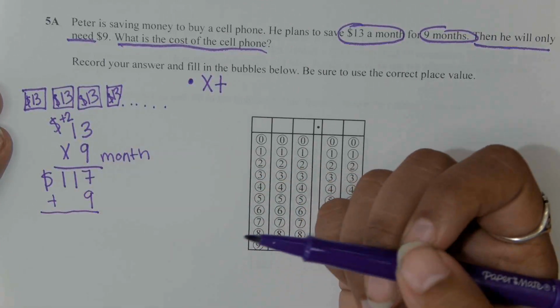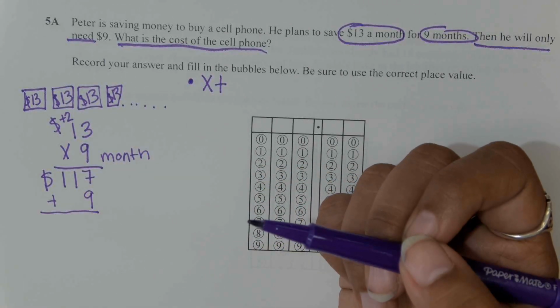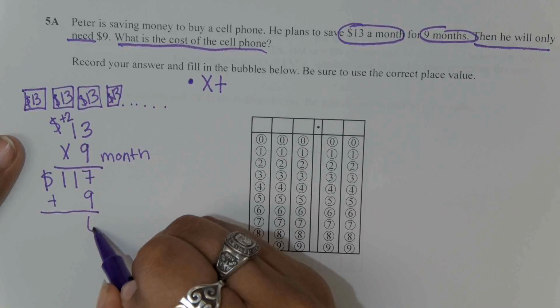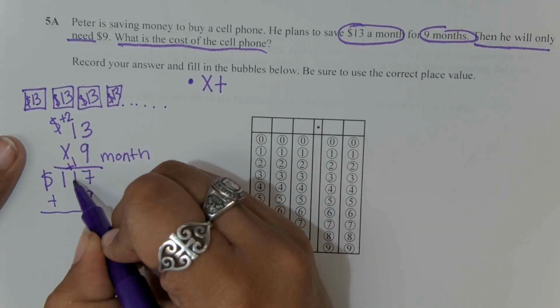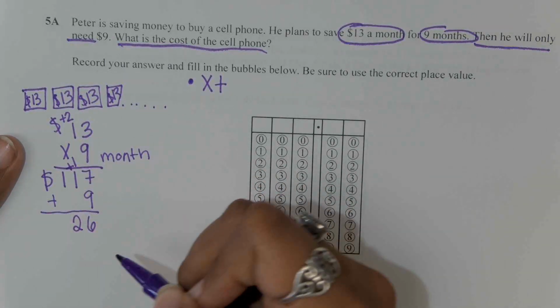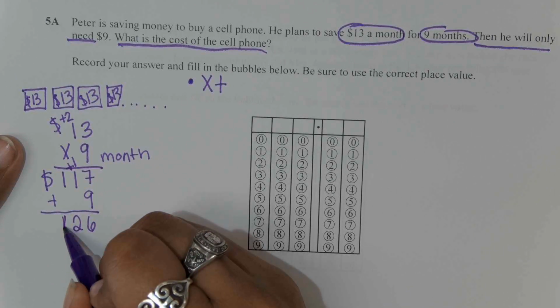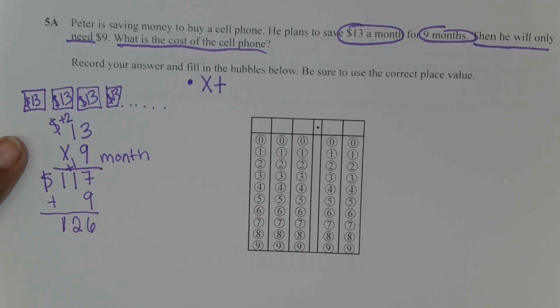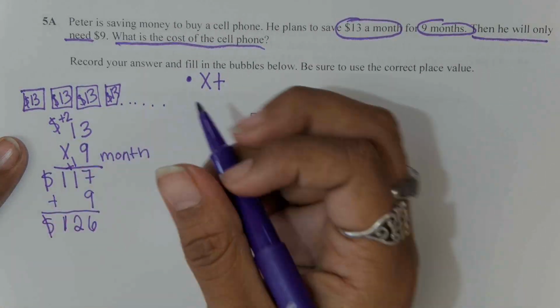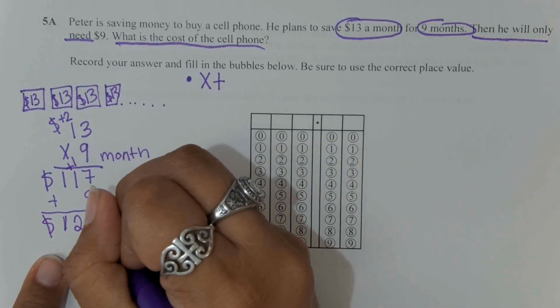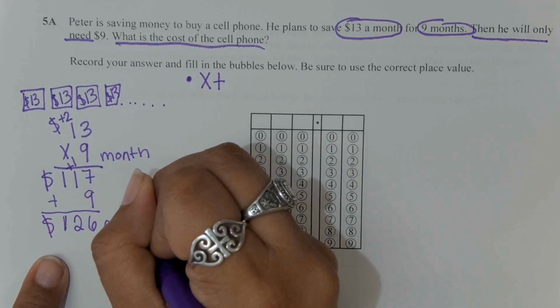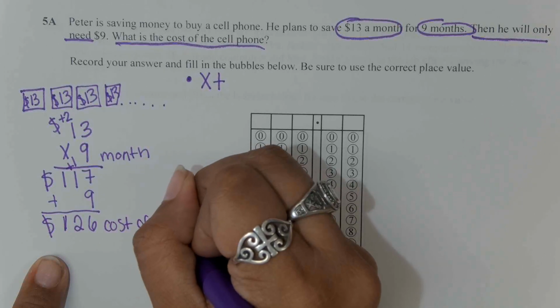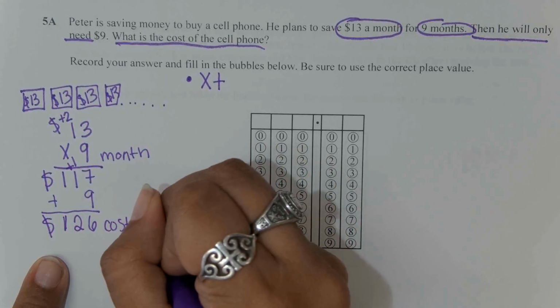9 plus 7, 9, 10, 11, 12, 13, 14, 15, 16, plus 1. 1 plus 1 is 2. 1 plus nothing is 1. So how much money does the cell phone cost? That's right, $126 is the cost of the cell phone.